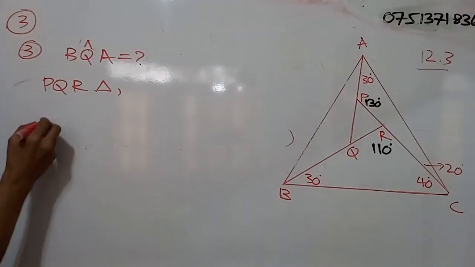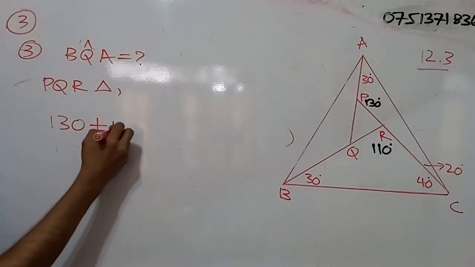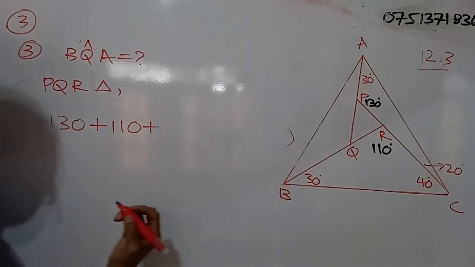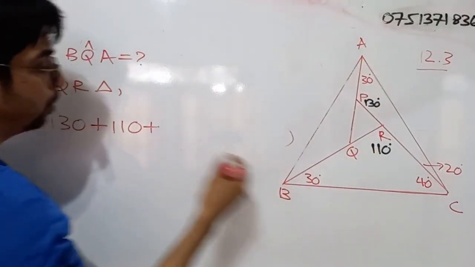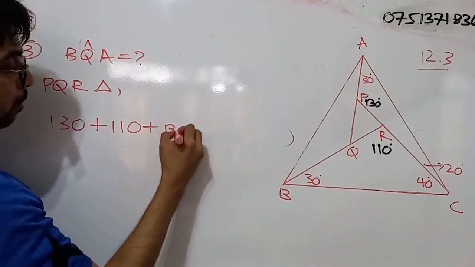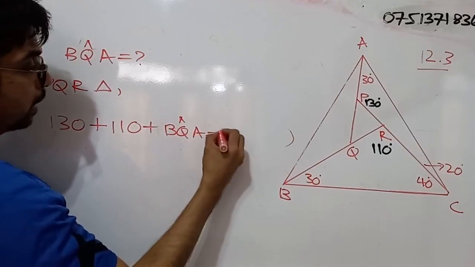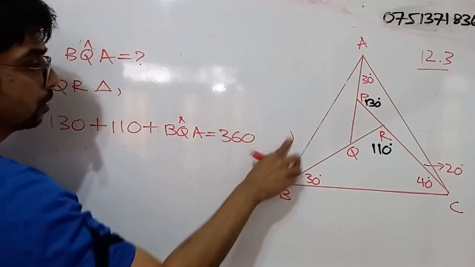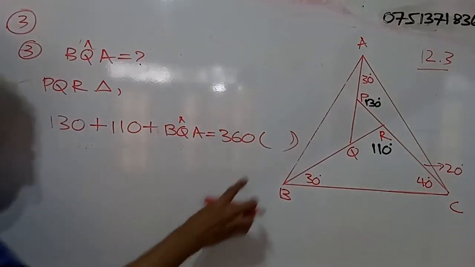Right? So we can write 130 plus 110 plus AQB or BQA, both are the same, BQA, that is equal to 360 degrees. So you have to write the reason.